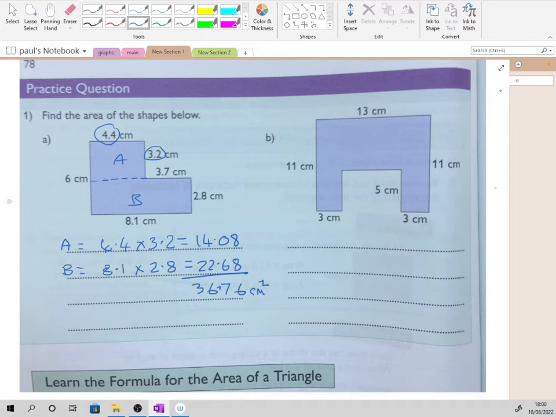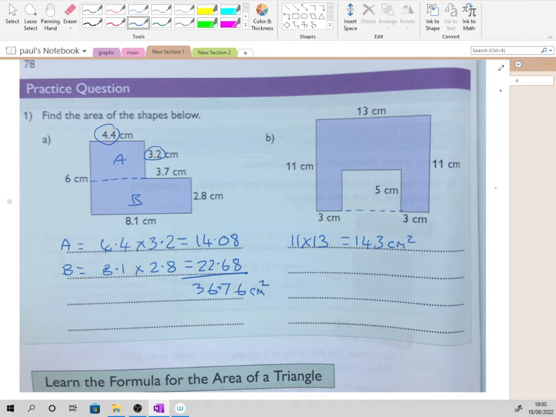But this one, let's do the shorter way. We'll work out the area of the whole thing and then take this away from it. So the whole thing is 11 times 13. 11 times 13 is 143 centimetres squared. Now we need this middle bit.